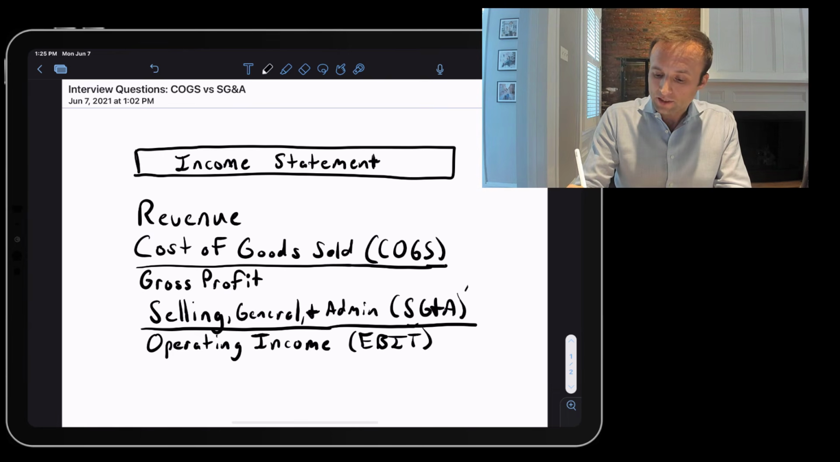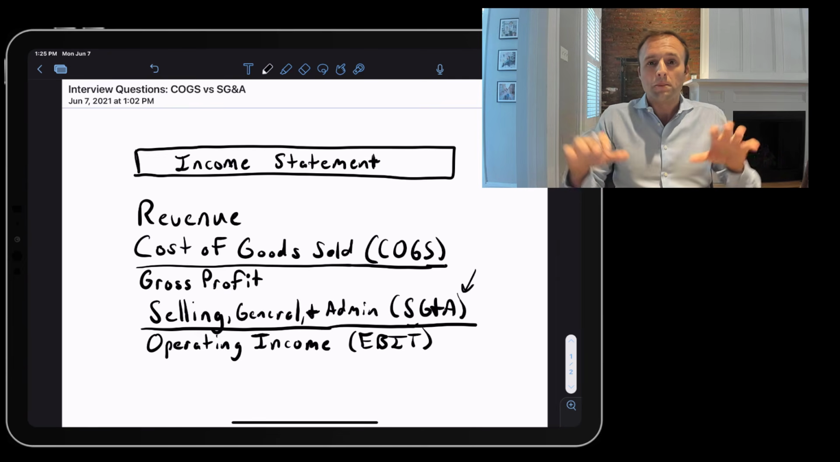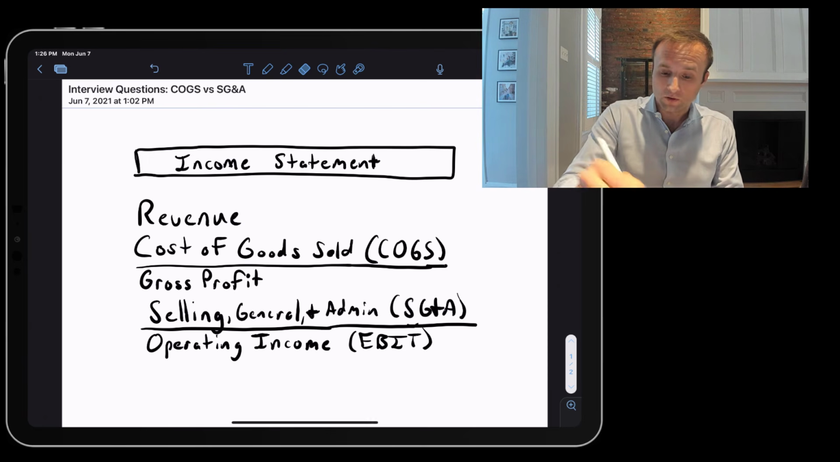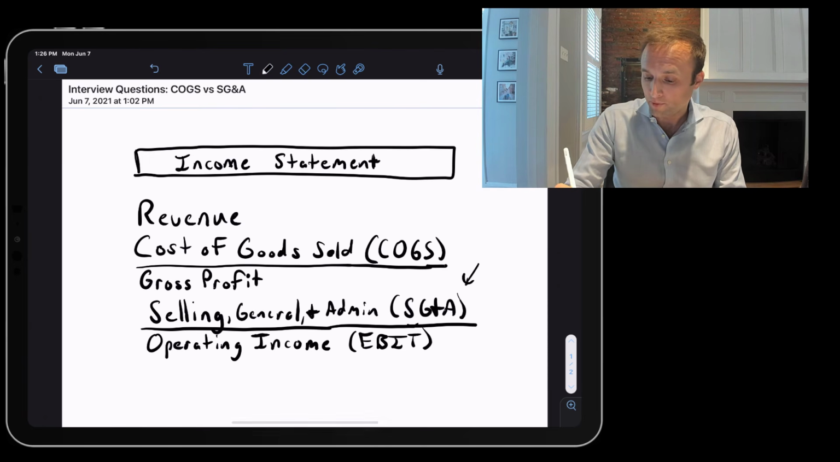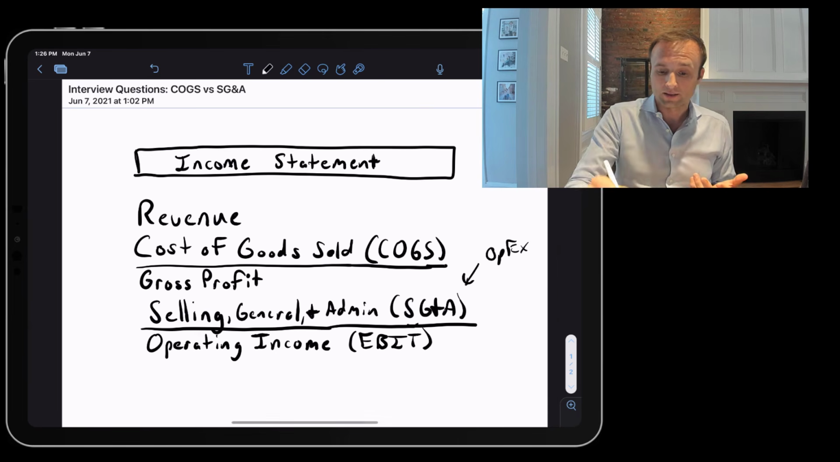Then we have SG&A, and SG&A is all of our overhead. So let's imagine we had a corporate headquarters with a sales staff and things like that. That would be SG&A. That would be your overhead costs that are not directly tied to making the cookies, but they support the operations. One quick note here, SG&A is also referred to in the finance world as OPEX, or operating expenses. So you can use that almost interchangeably in most cases with SG&A, just a quick aside.